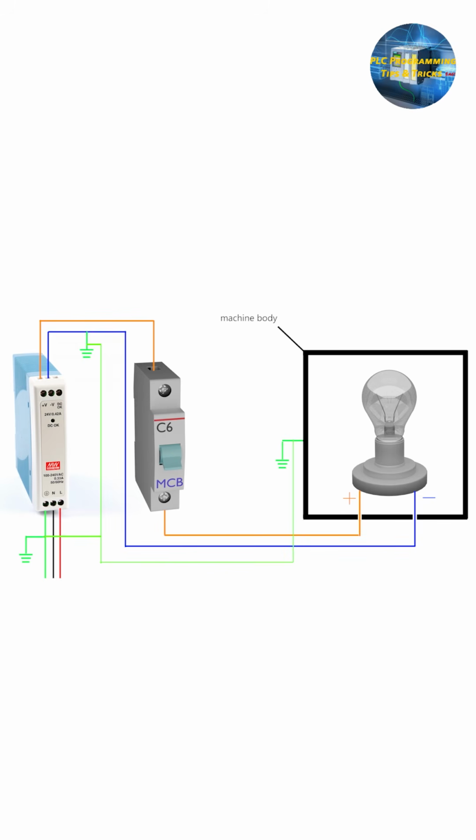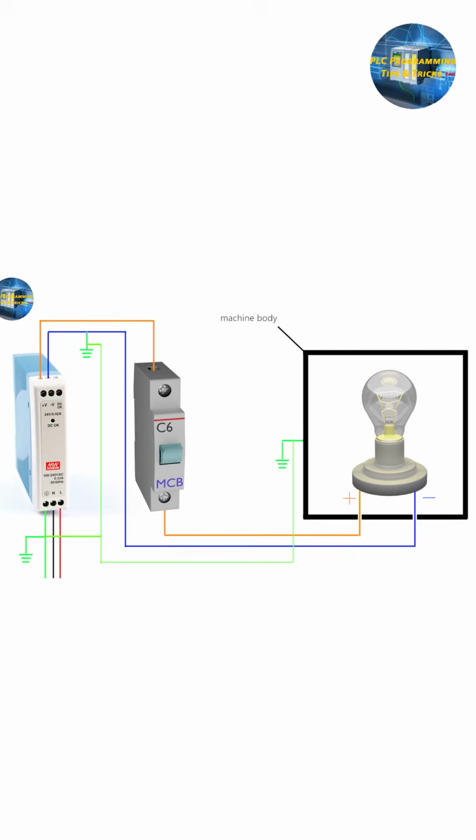In normal condition, if we turn on the breaker, the current will follow the path from the 24 volt DC terminal of the power supply to the breaker input. Through this breaker, the current will go to one end of the bulb, and after passing through the bulb, it will come back to the negative end of the power supply. This will complete the current circuit and the bulb will start to glow and turn on.